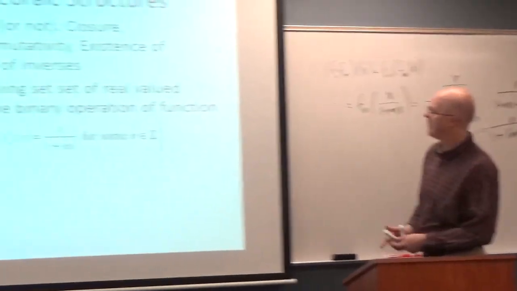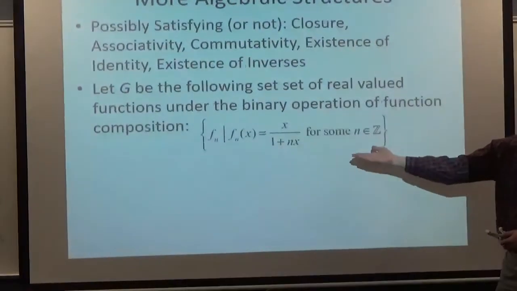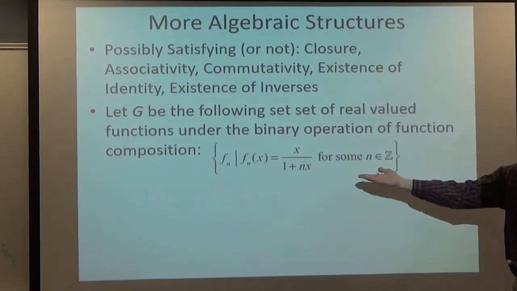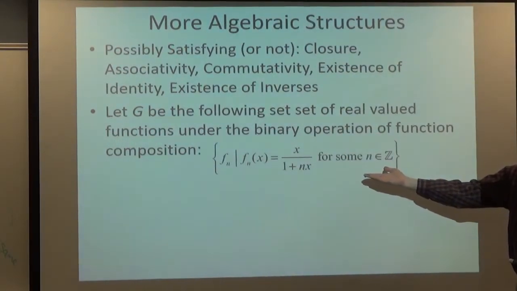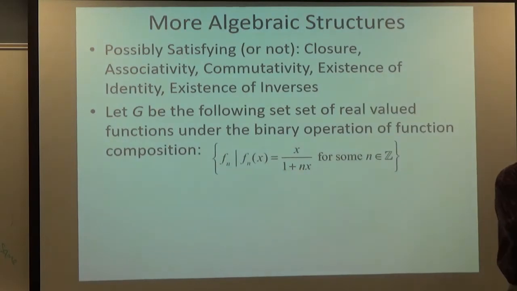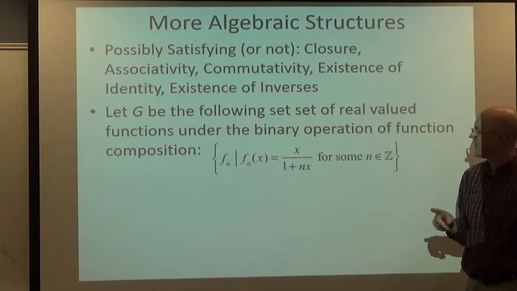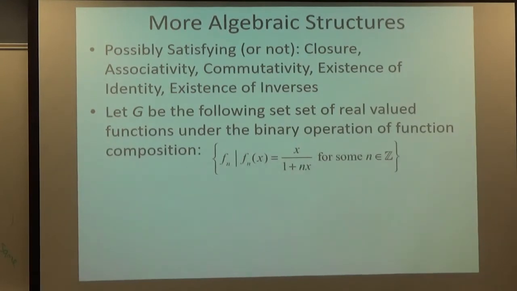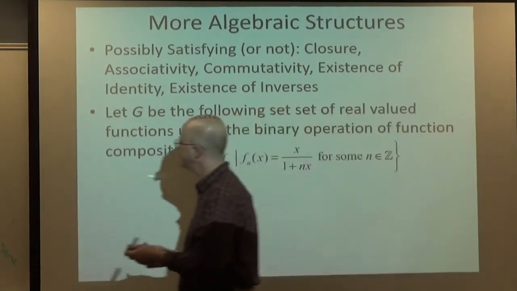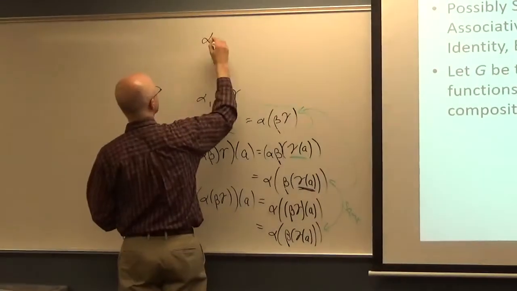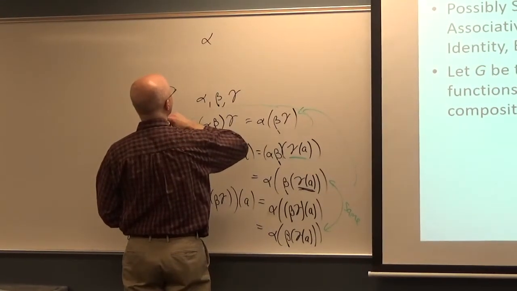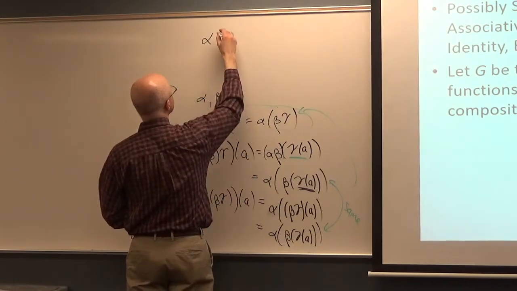Existence of an identity? What would be the identity? Is there one? What would be the identity function? Does the set have an identity under composition? There are going to be inverses. What function would play the role of the identity under function composition? If there was such a function, what should we call it?